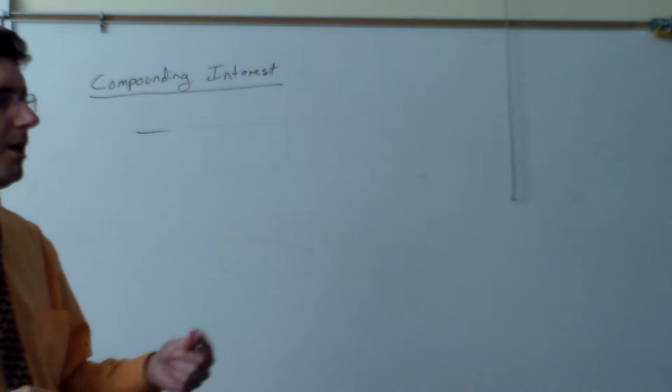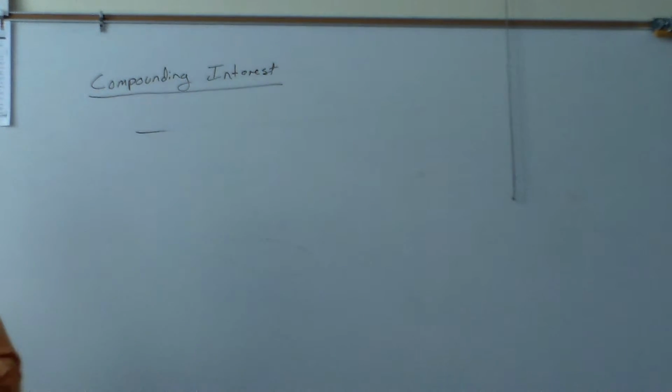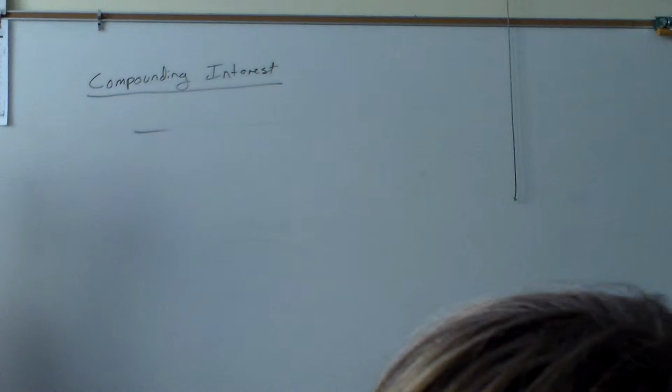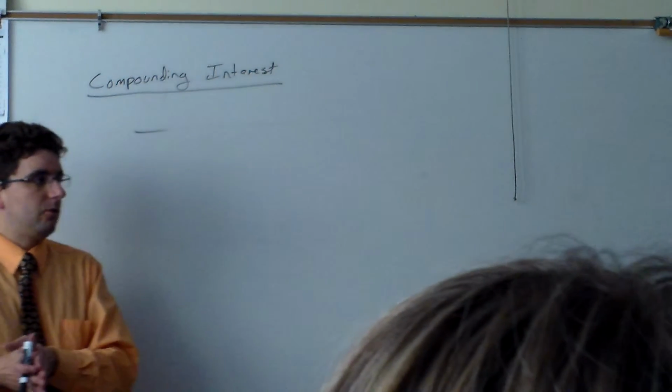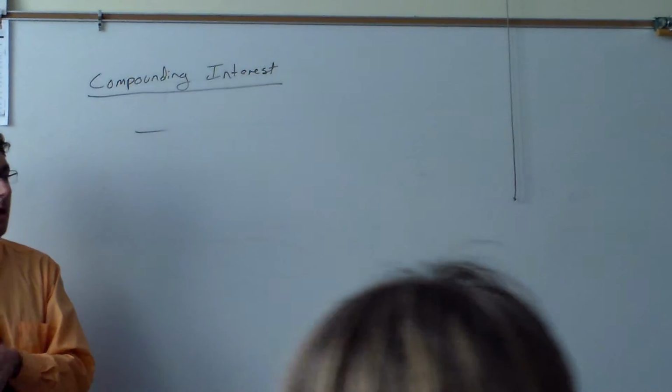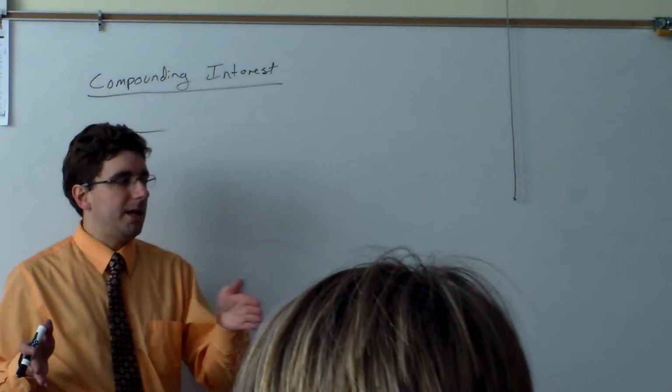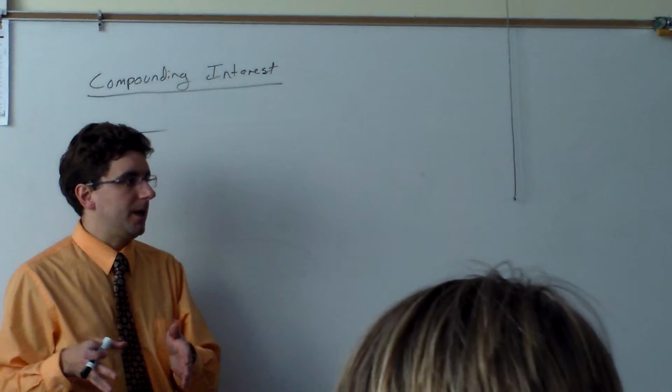year, or once a month. But what if we said it compounds 4 times a year? What if it compounds 4 times a year? So in March, we get interest added to our original principal. Then in June, we get interest added to the interest and the principal again.